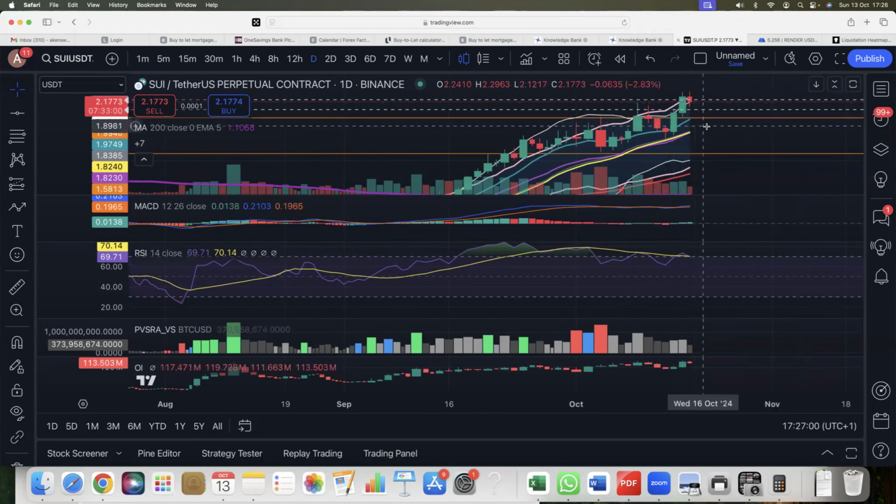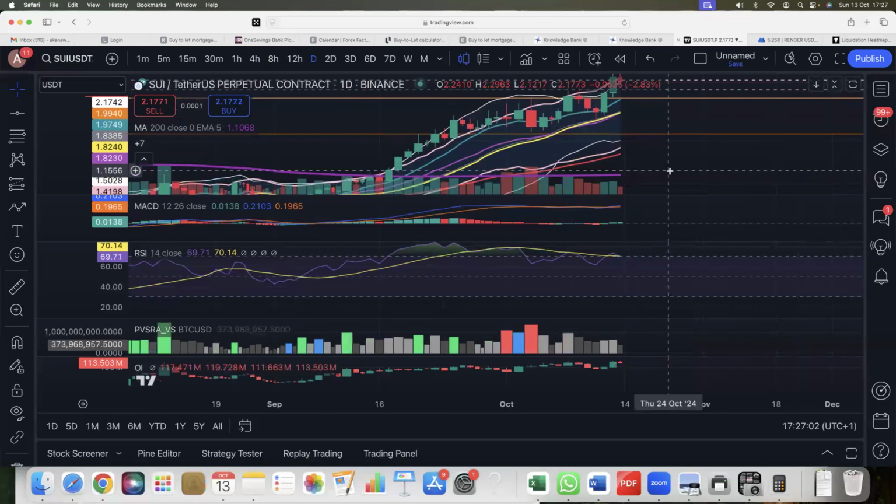on SUI. But if Bitcoin doesn't maintain 61.4, then SUI could be on its way all the way back down to 133. But I don't think so. I don't think it's likely based on Bitcoin's price action.